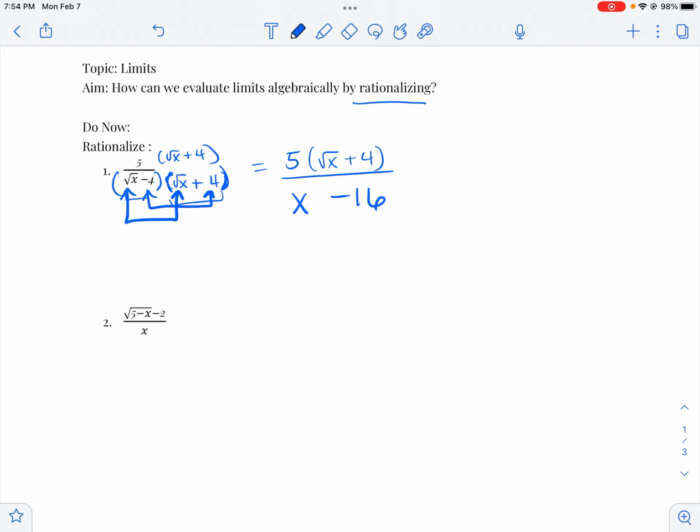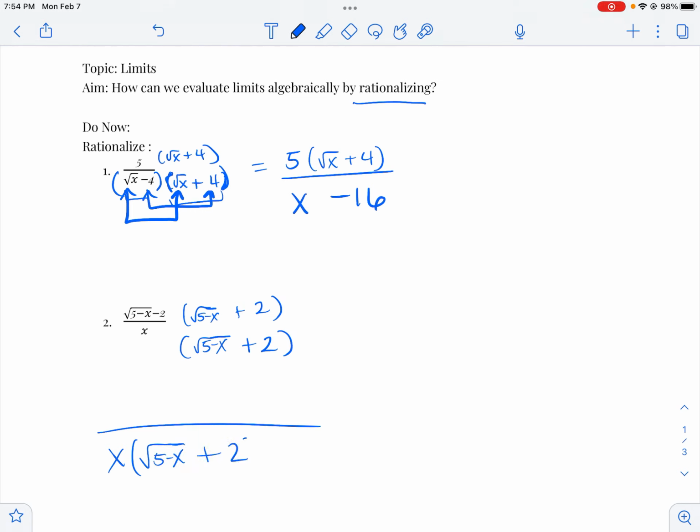In the next one, there's a binomial here under the radical. So that's just the first term. Radical 5 minus x stays the same, and instead of minus 2 at the end, we're going to put plus 2. So we have to multiply the bottom by the same thing, the radical 5 minus x plus 2. On the bottom, let's just keep it x times radical 5 minus x plus 2 for right now.